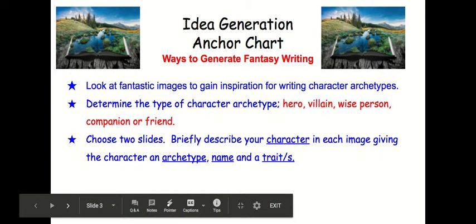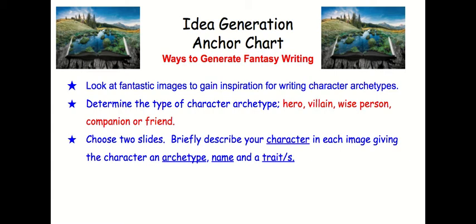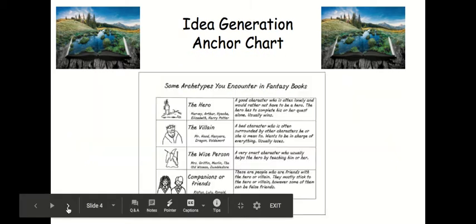Idea generation anchor chart. Look at fantastic images to gain inspiration for writing character archetypes. Determine the type of character archetype, whether it's a hero, a villain, a wise person, companion, or friend. Choose 2 slides. Briefly describe your character in each image, giving the character an archetype, a name, and a trait or traits. Remember, boys and girls, you're just writing a story blurb, not writing a full story today.